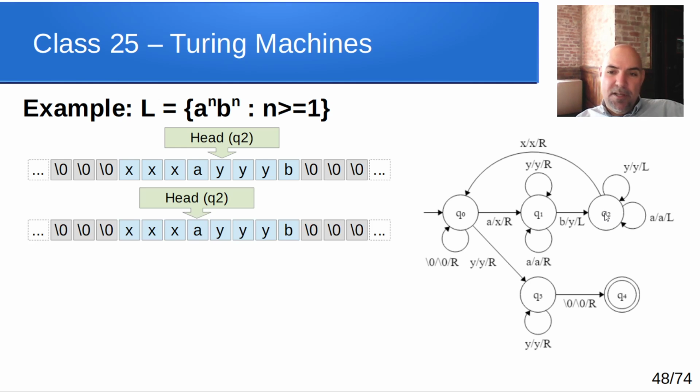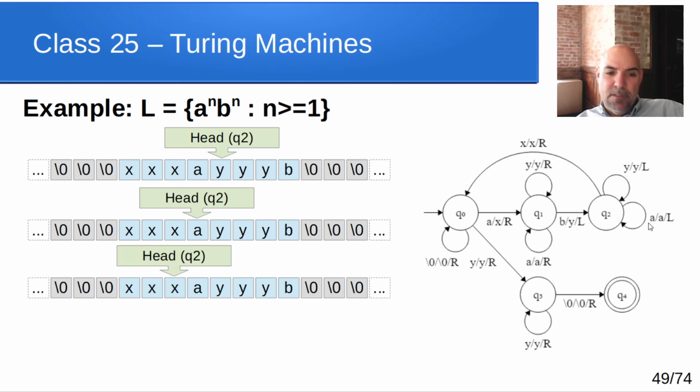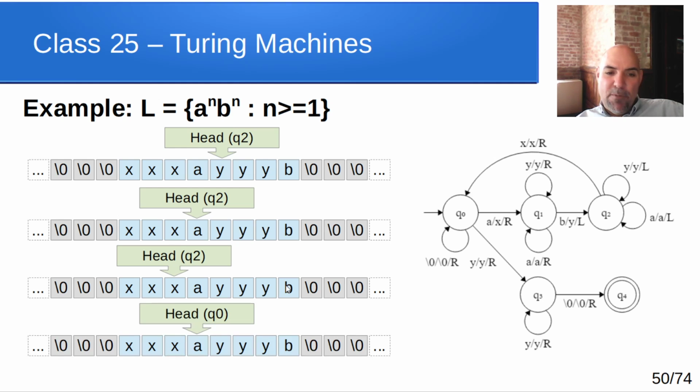And now we're in Q2 and we have an A. So we move to the left again. We got to that X in Q2. We leave the X and move to the right. But now we're back in Q0.